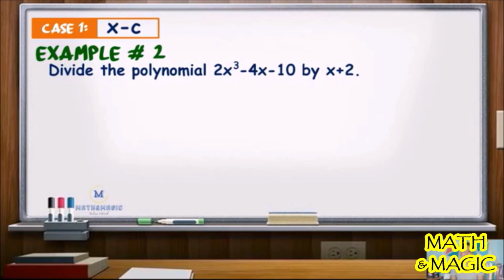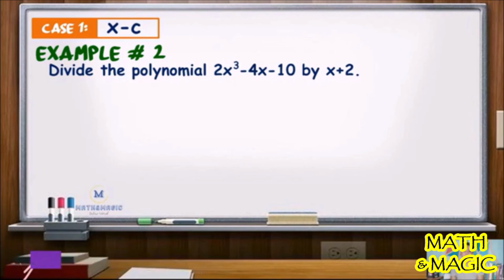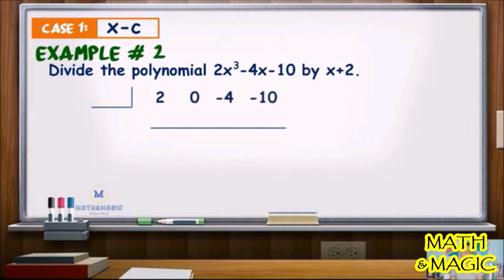For the next example, we divide the polynomial 2x cubed minus 4x minus 10 by x plus 2. The same procedure: we rewrite it by descending power or exponent, and if a term is missing, we put 0. We start with the numerical coefficient of the biggest exponent, which is 2. So, we write 2 first. Next, there is no x squared term, meaning 0, missing. Then, negative 4, then negative 10.